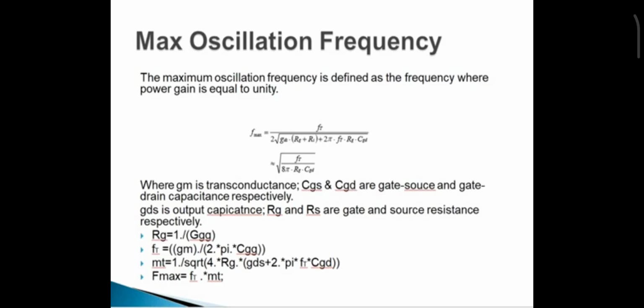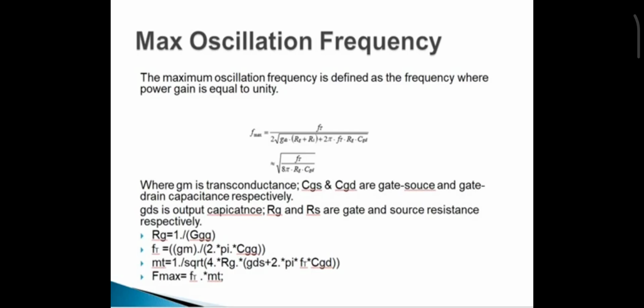Next is the cutoff frequency FT. You know that it is Gm divided by 2 pi into CGG. Next, MT is equal to 1 by square root of 4 into Rg into (GDS plus 2 pi FT CGD), and the value of Fmax is equal to cutoff frequency into MT. You can use both formulas, both formulas actually are the same. You can use this formula for Fmax, and you can use this formula, Fmax is equal to cutoff frequency into MT. Both are the same.